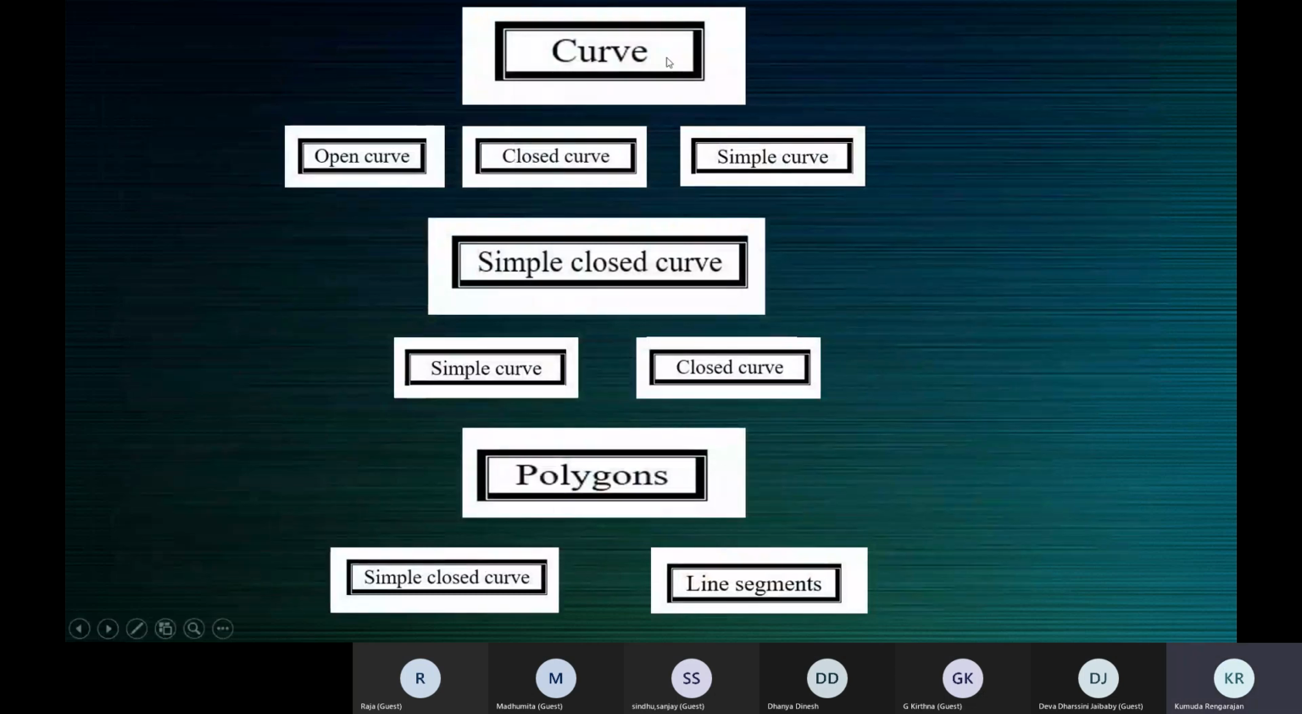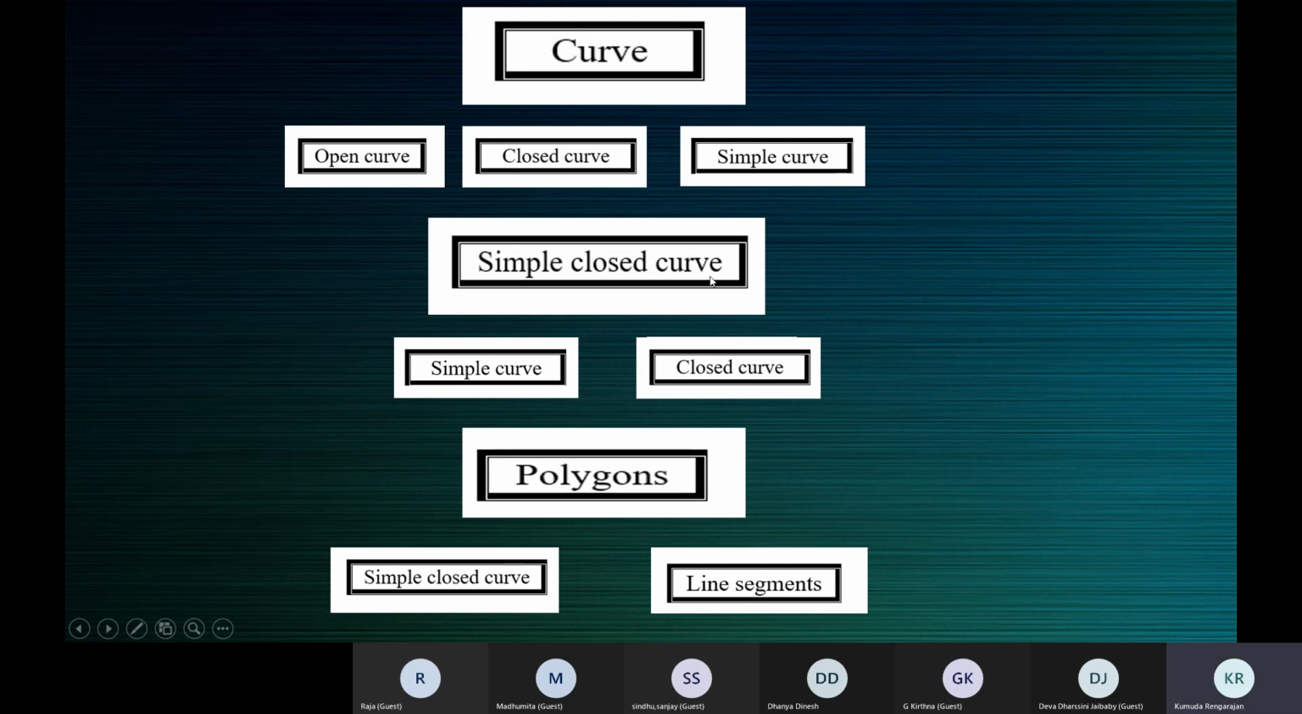So children, now you should be able to understand this chart. A curve can be an open curve, it can be a closed curve, or it can be a simple curve, which doesn't cross over itself. Simple meaning it doesn't cross over itself.